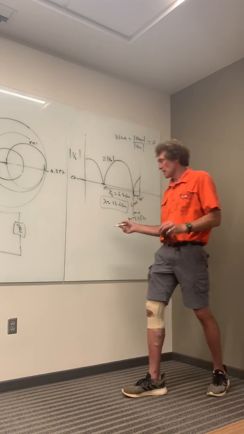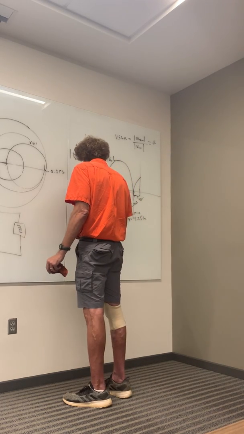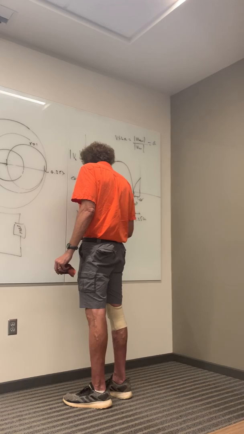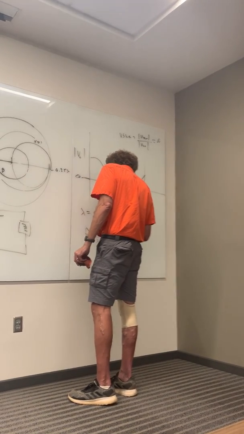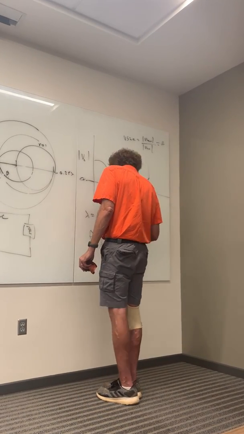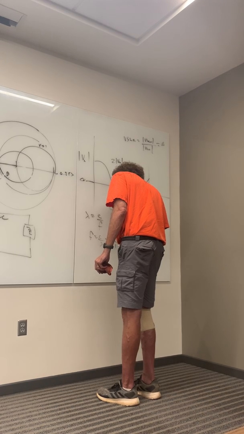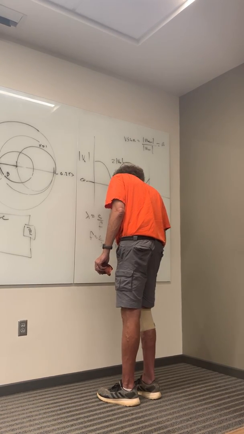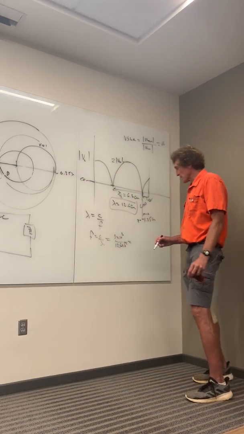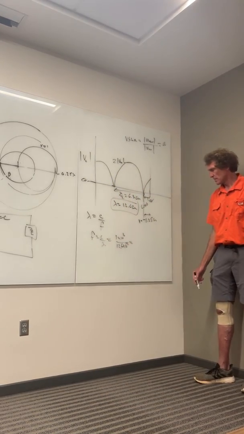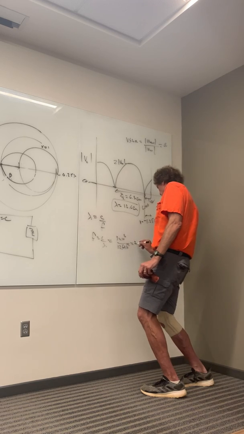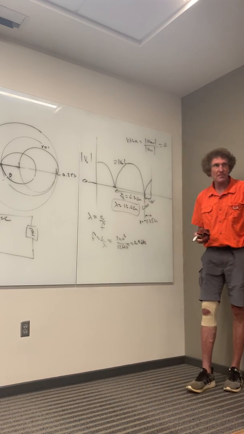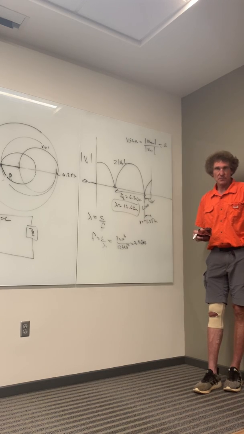C over lambda. I know that lambda is equal to C over F for a lossless case, and that means F is equal to C over lambda. And that's 3 times 10 to the 8th meters per second divided by 12.6 times 10 to the minus 2 meters. And what do you get for that? 2.4 gigahertz. 2.4 gigahertz. Dr. Wentworth probably chose that because that's a Wi-Fi frequency. All right, you with me on this one, class?